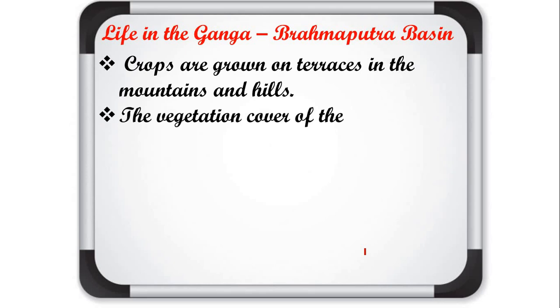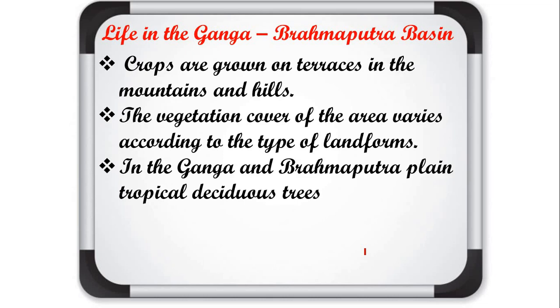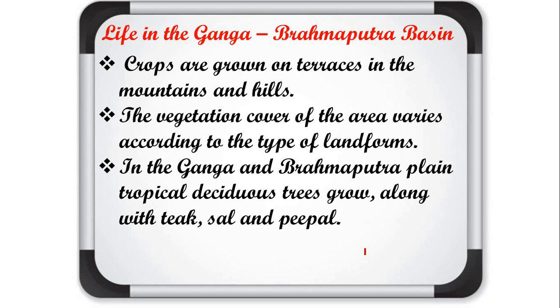The vegetation cover of the area varies according to the type of landforms. Means different crops are grown in different areas. As I told you, different crops are grown on mountainous areas, and in plain areas the crops which require a large amount of water are grown. So it depends on the physical relief, climatic condition and availability of water. In the Ganga and Brahmaputra plain, tropical deciduous trees grow along with teak, sal and peepal.